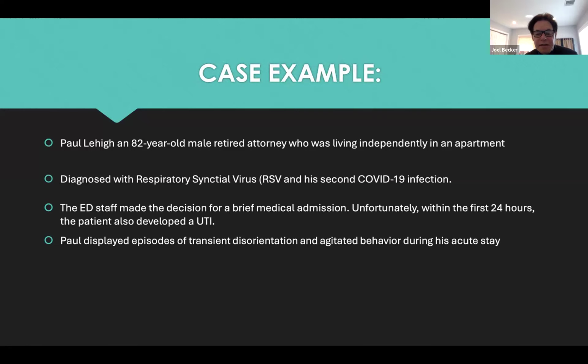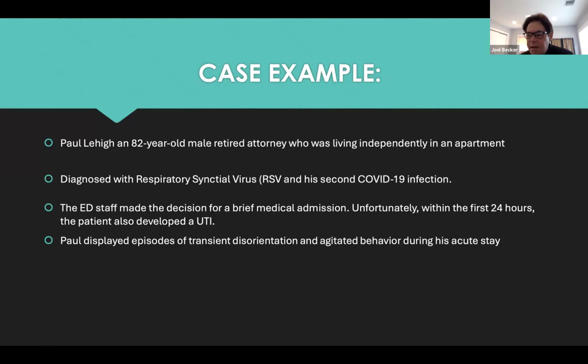He did display transient disorientation and some agitated behavior during his acute stay, which is not totally unusual, especially for elderly patients who are not used to being in strange environments. But of course, the multiple infections were definitely affecting his behavior and cognitive abilities during his brief inpatient stay. So he was placed on anxiolytics, and ultimately he was given a very low dose of Seroquel HS, which helped him that night and certainly decreased some of the more outwardly disturbing behaviors.